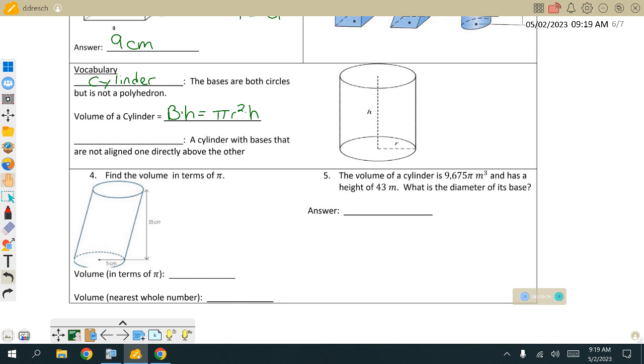So with this one right here, there is our oblique cylinder. This is again where those bases are not directly one above the other. Well, let's go ahead and do the volume of an oblique cylinder.